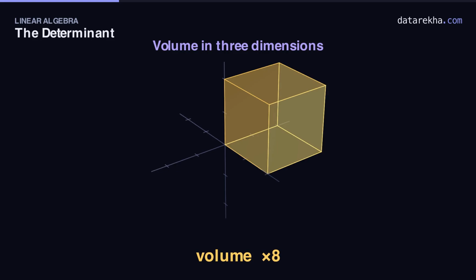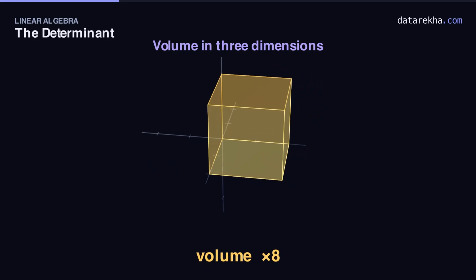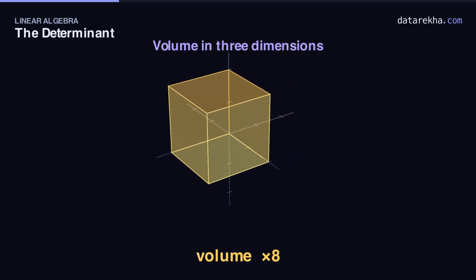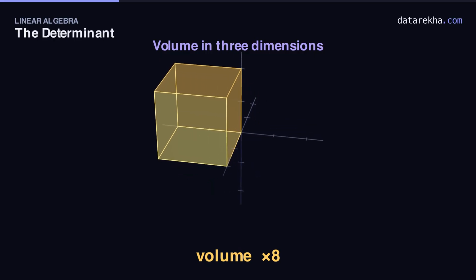This matrix doubled every side. So the box holds 8 of the original cubes. And its determinant is exactly 8. 2 along each axis, 2 cubed, 8. The picture and the number agree.